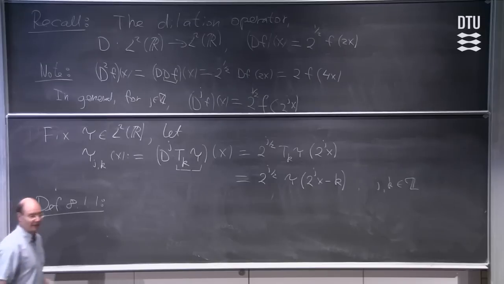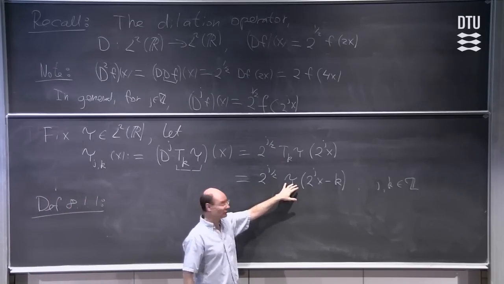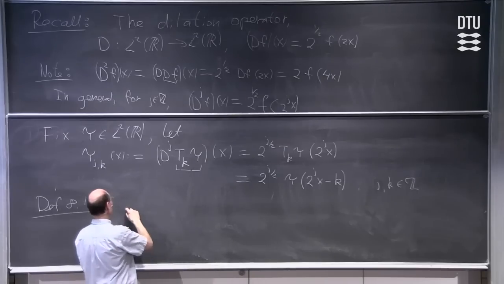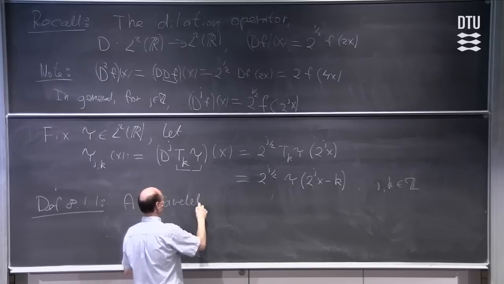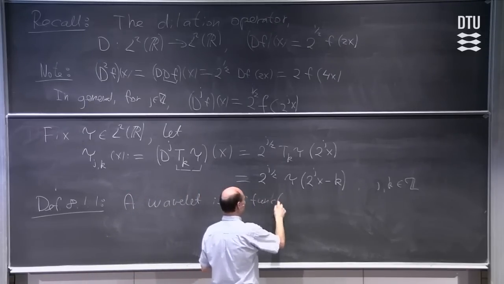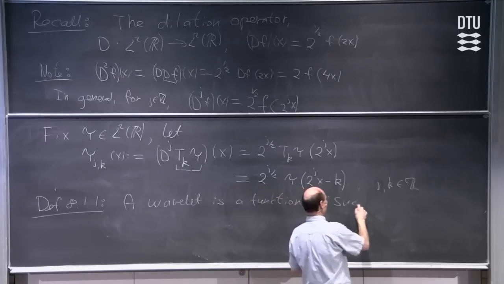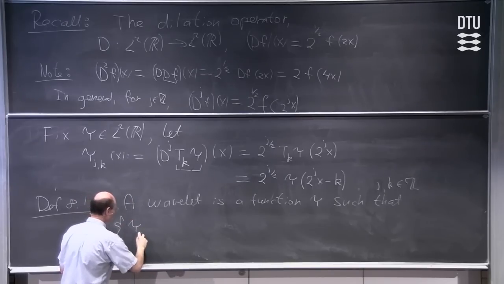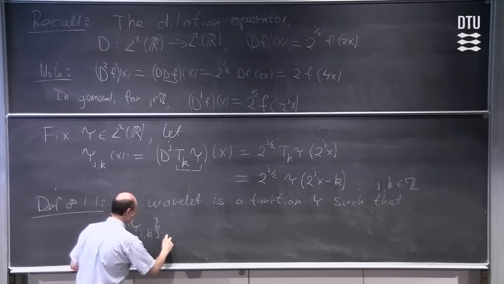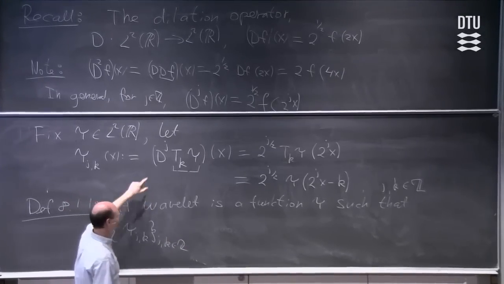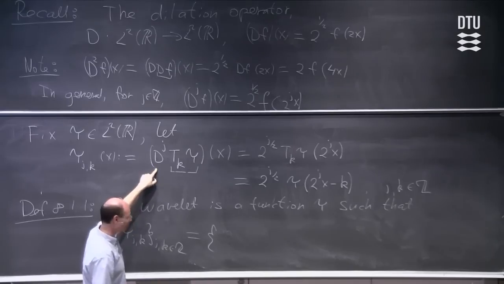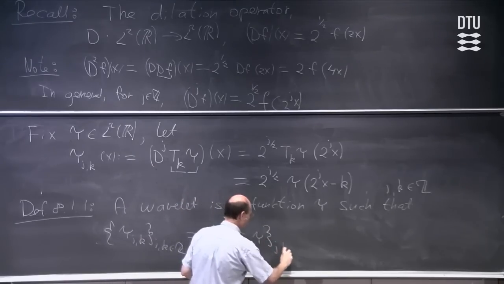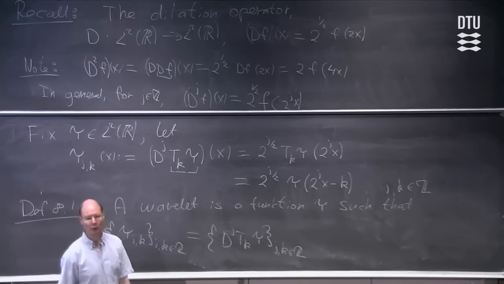So a wavelet is a very special choice of the function psi, such that this collection of functions will form an orthonormal basis for L2 of R. So the condition is that the collection of functions psi j k, where j and k run through the integers. So let's also write it in operator notation. So this is the collection of functions D to the power j T k psi. All these functions have to form an orthonormal basis for L2 of R.